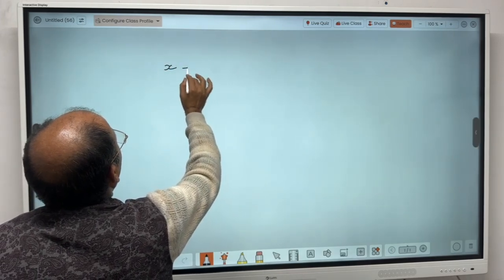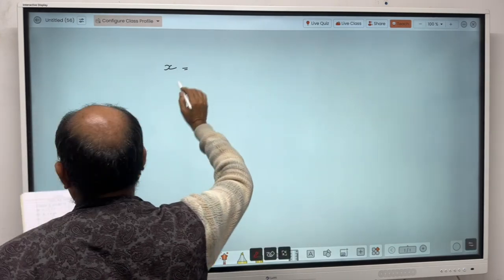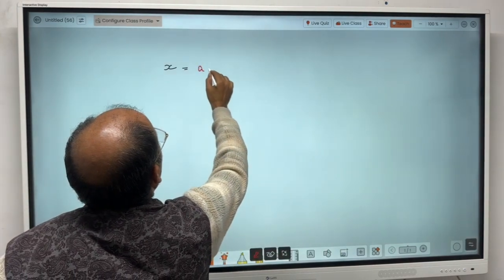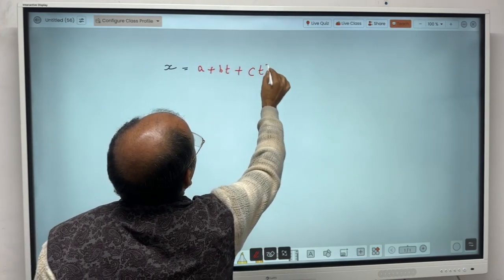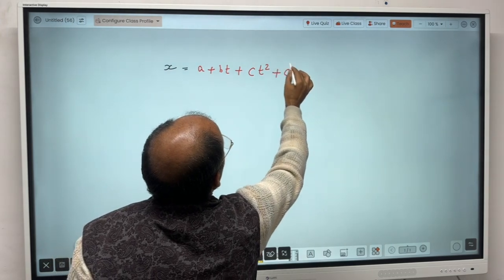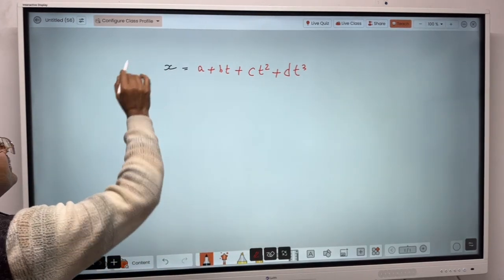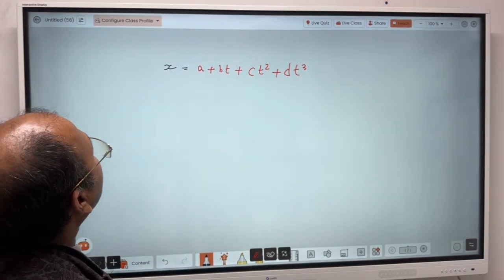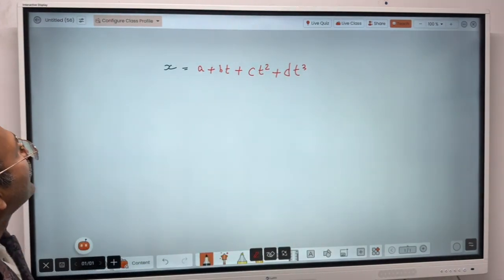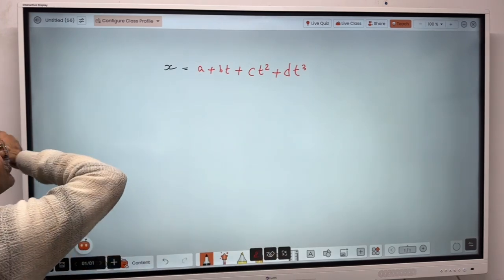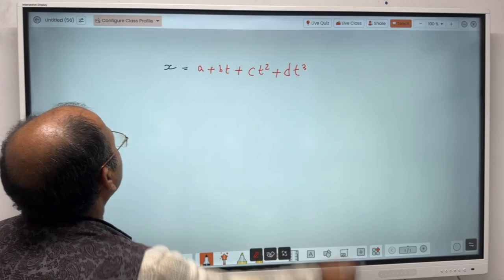Suppose you are given x equals a plus bt plus ct square plus dt cube, where x is distance. Now we have to find out the dimensions of a, b, c and d. As I told you, according to the principle of homogeneity, each term in the given equation has the same dimension.